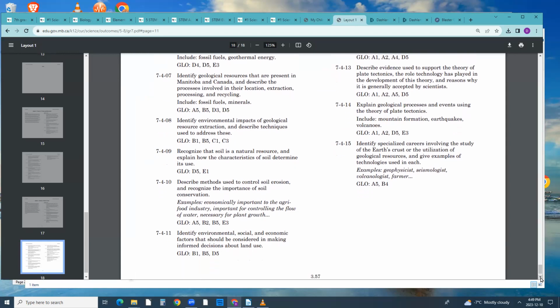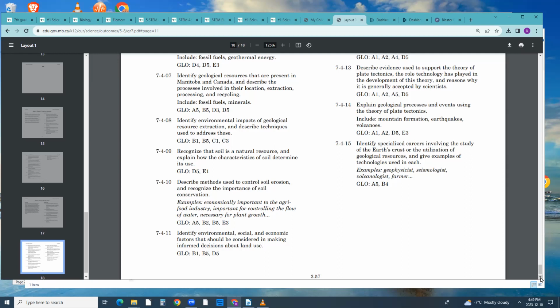Recognize that soil is a natural resource, and explain how the characteristics of soil determine its use. Describe methods used to control soil erosion, and recognize the importance of soil conservation. Examples: economically important to the agri-food industry, important for controlling the flow of water, necessary for plant growth. Identify environmental, social, and economic factors that should be considered in making informed decisions about land use.